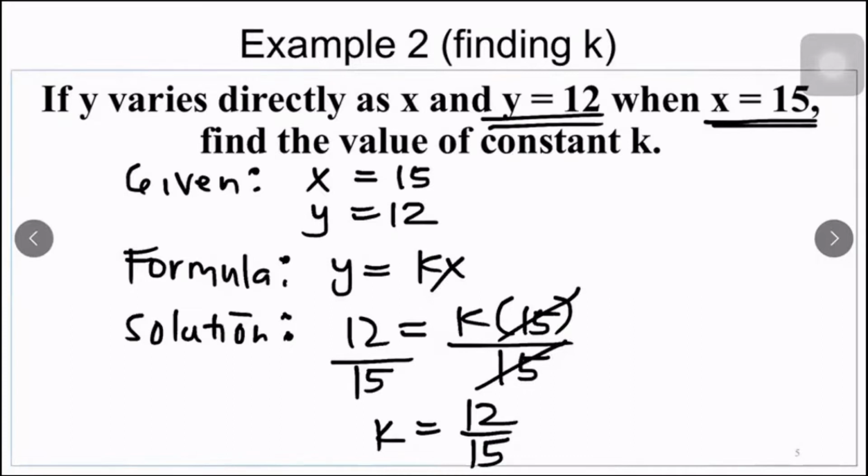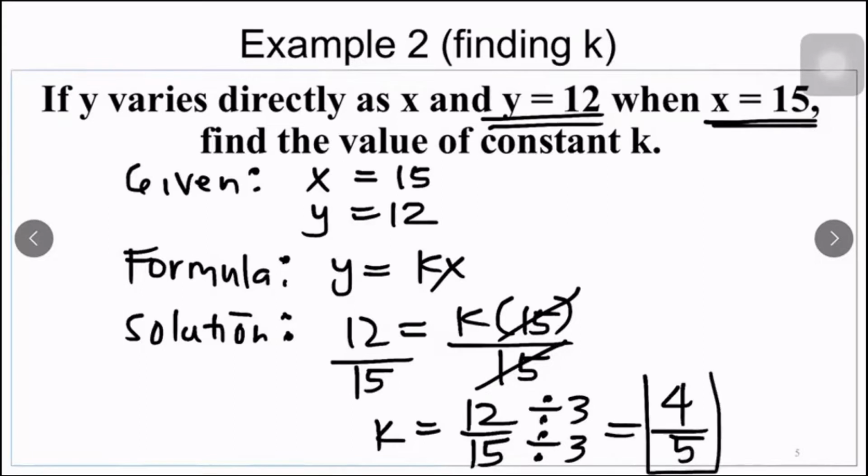If you know the answer, you may comment in our comment box to see if you really got the answer. We can divide 12 and 15 by what? That's good, we have the number 3. Dividing both of them by 3 to simplify, 12 divided by 3 is 4 and 15 divided by 3 is 5. Therefore, 4 over 5 is our final answer.